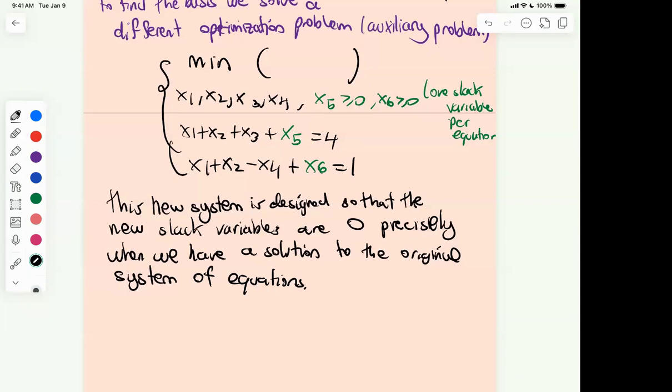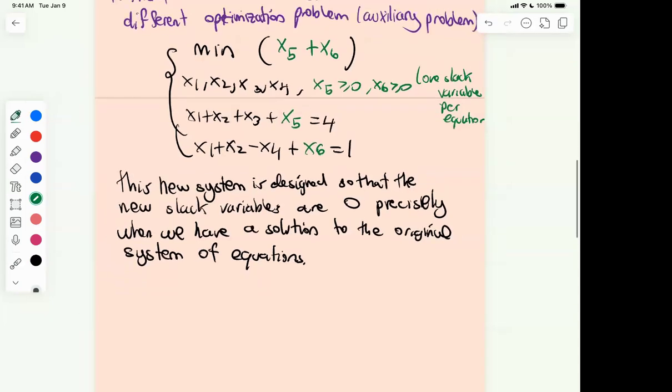So the question is, what is a function whose minimum happens where those two numbers are zero? For example, here's one: x5 plus x6, right? That's not negative, because we're making the assumption that the variables should be non-negative. So if the minimum is achieved and happens to be zero, that would force x5 and x6 to be zero.